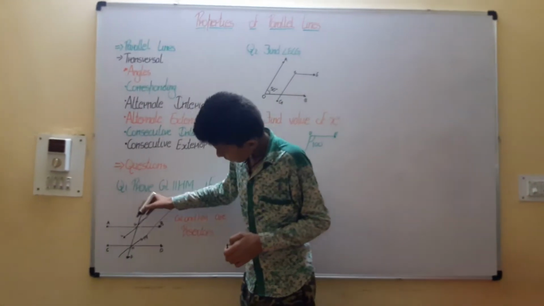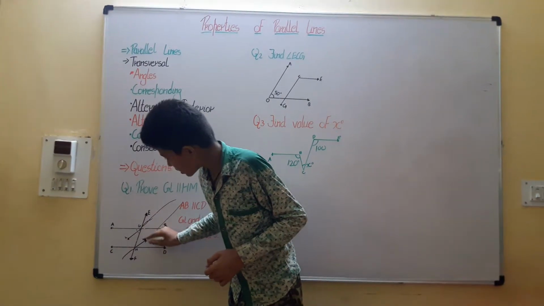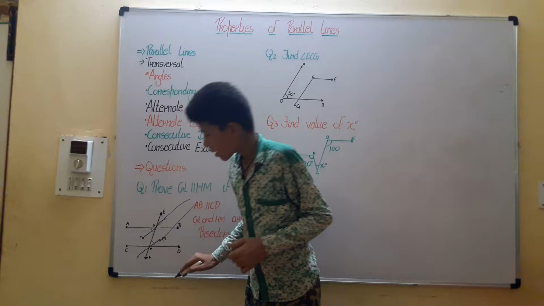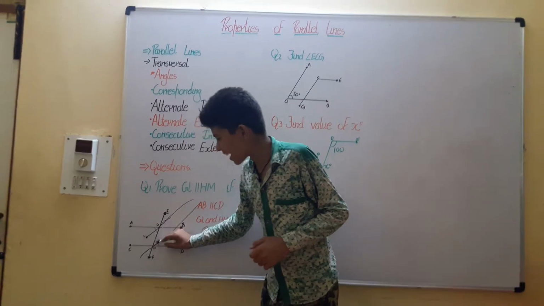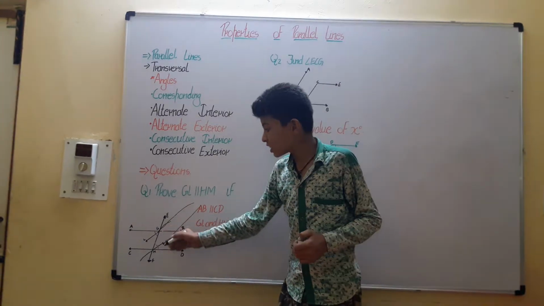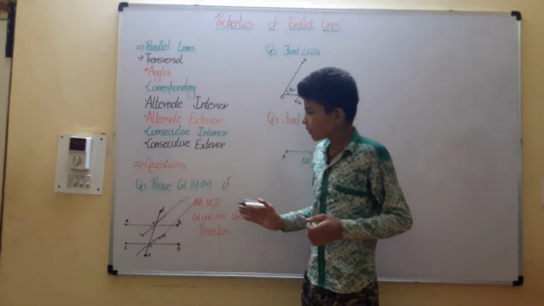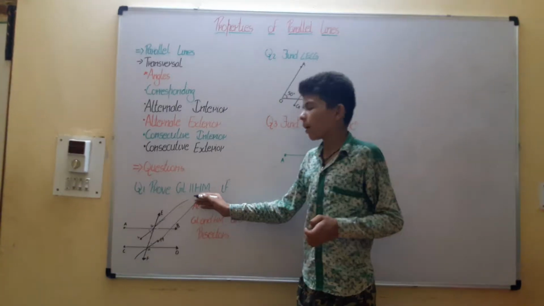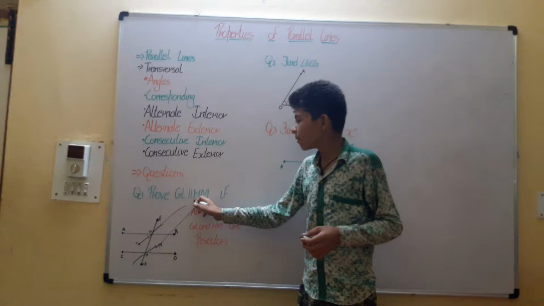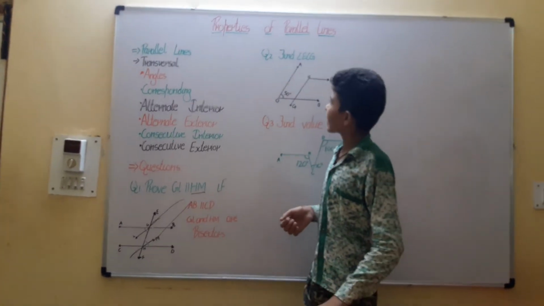earlier this angle was equal to this angle because of the Z formation. So this angle should always be equal to this, which is possible here. Hence GL is parallel to HM. So let's move to the second question.